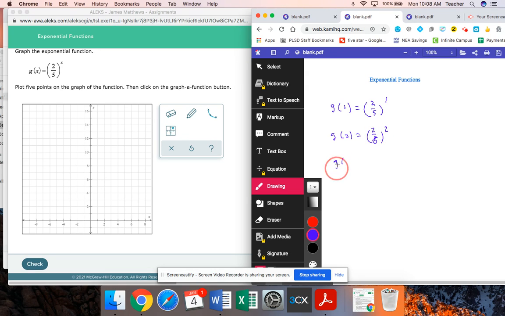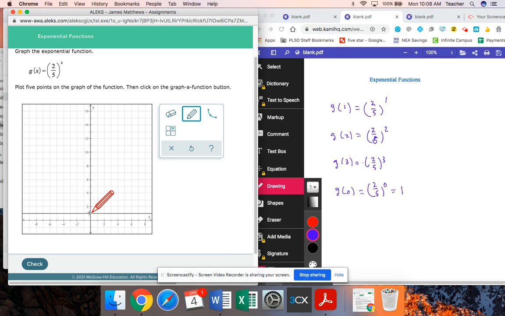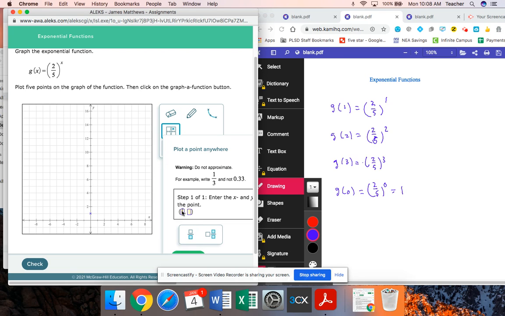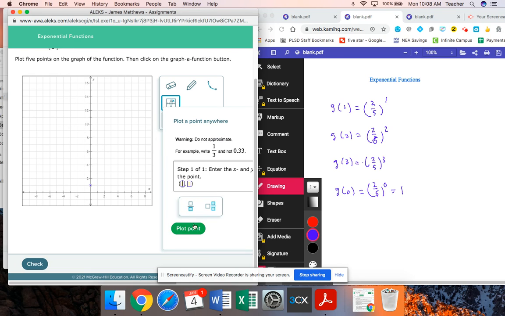G of 3 would be 2/5 to the third. Let's do g of 0, see what that does. Actually, I'm going to start there, because what is anything raised to the 0 power? It's 1. So I see that one point is (0, 1). So I can plot that point right there. All right. Alternatively, I could have put in a (0, 1) here and hit plot point, and it puts it in there.